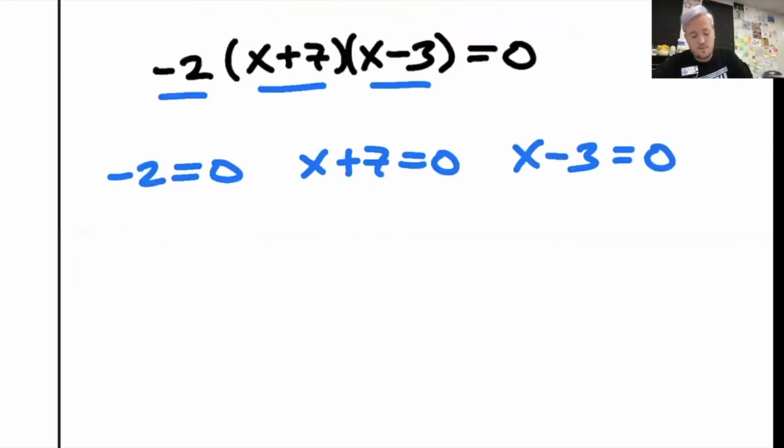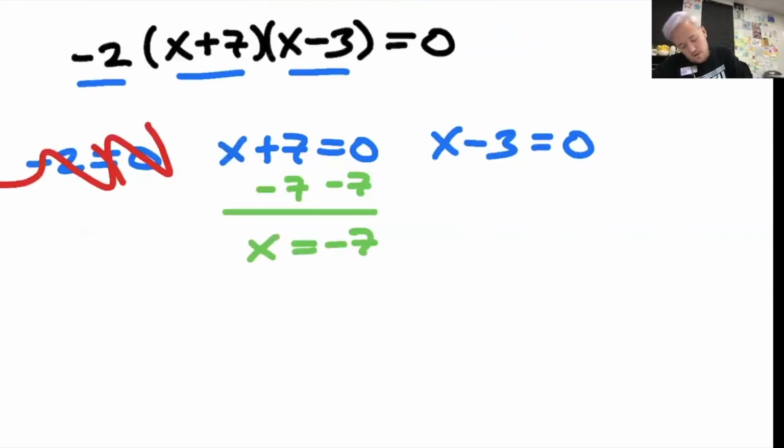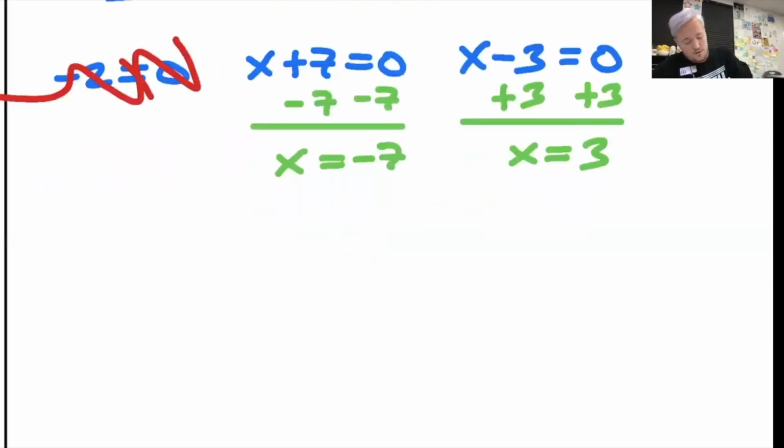If you remember, negative 2 does not equal 0, which means we just ignore that one. We disregard it. So over here, x plus 7 equals 0. I want to subtract 7 on both sides. So we're going to have x equals negative 7. And then I want to add 3 over here on both sides. So we're going to have x equals 3. So your solutions here are x equals negative 7 and 3.